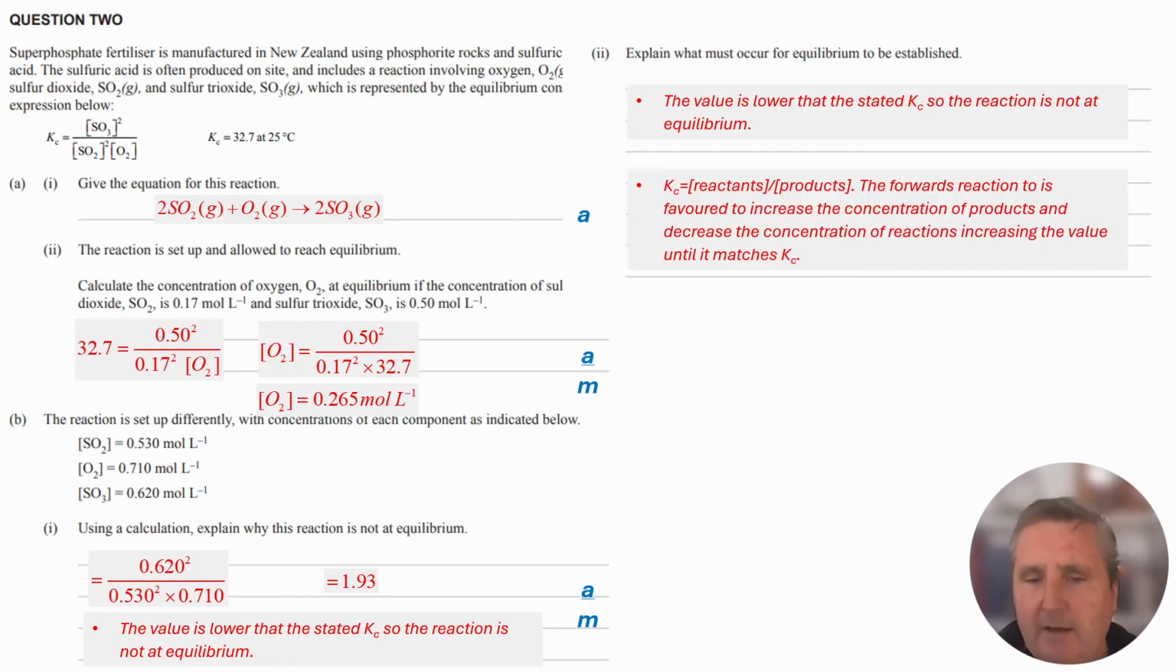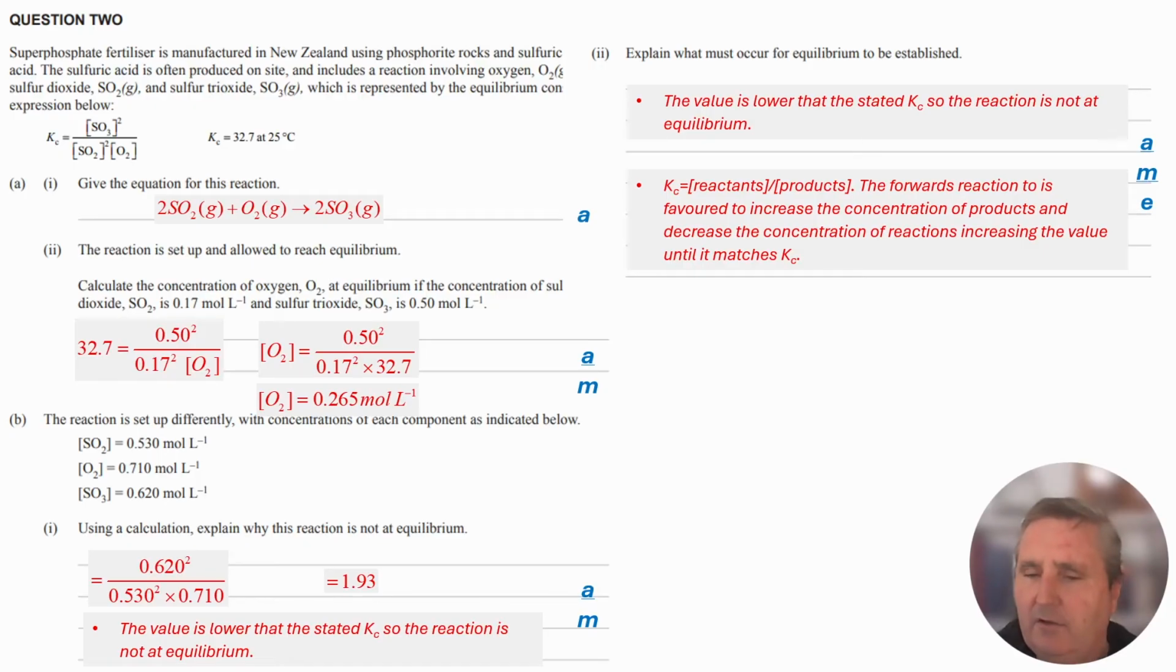And I should write that down clearly. So I've put for a start that Kc equals products concentration over reactants concentration. In order to create more products, the forward reaction is favored to increase the concentration of the products and decrease the concentration of the reactants. This increases the value of this expression until it reaches Kc or matches Kc. So here, this is an excellence question.